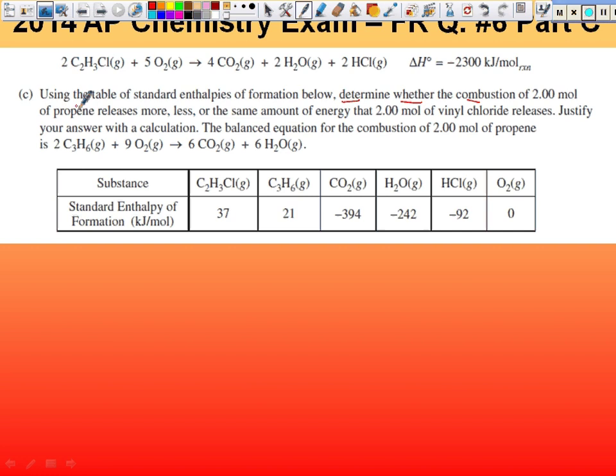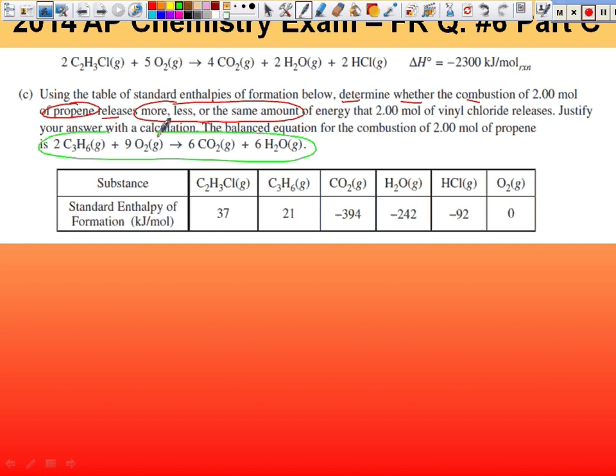Now, let me give you an example. Regardless of what the answer is, what's the first sentence that you need to write? Propene releases blank than vinyl chloride. Does that make sense? That's the first sentence you need to write. And whatever you do calculation-wise, you fill in the answer. Justify your answer with a calculation. So the only equation you're going to be calculating, do you agree, is this one right here?